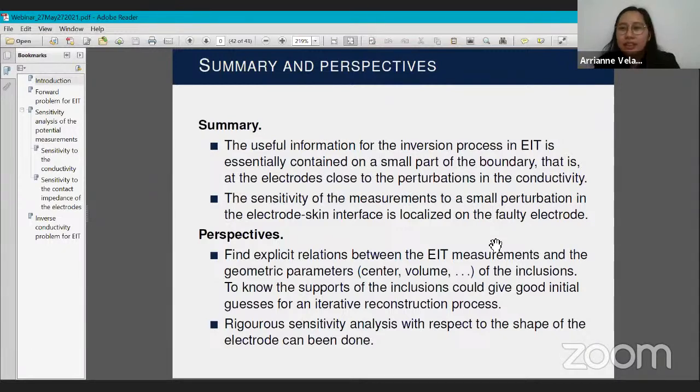Also, I think for the brain tumors, if we know which part of the boundary is more sensitive, then we can put lots of electrodes and we can have almost full information on the voltage to current map, which in practice we don't have. But if we focus on that part only, we still don't have to use the whole boundary, but we still get an accurate solution.